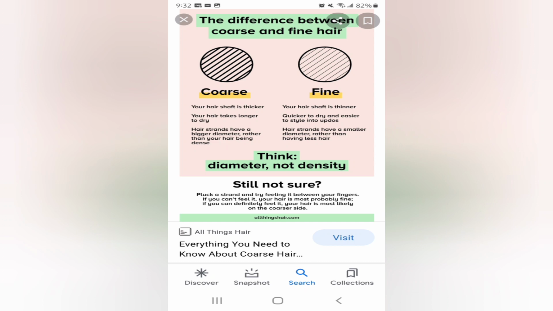My hair, I would say, is more on the medium side. It's not very coarse and it's not very fine. So it's important to know this. I hope that makes sense.